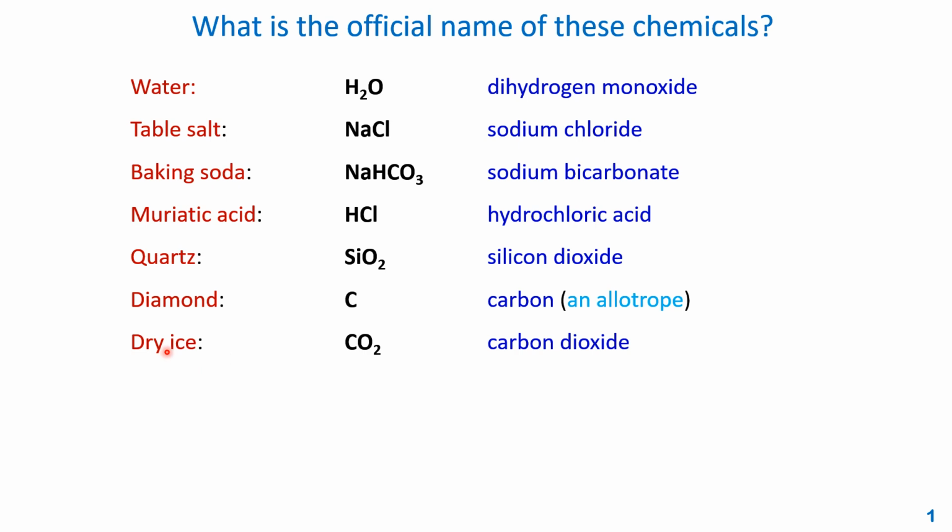Another chemical is dry ice. We use it a lot. The formula is 1 carbon, 2 oxygen. Officially, it's called carbon dioxide. It's called dry ice because it's a solid form of carbon dioxide.